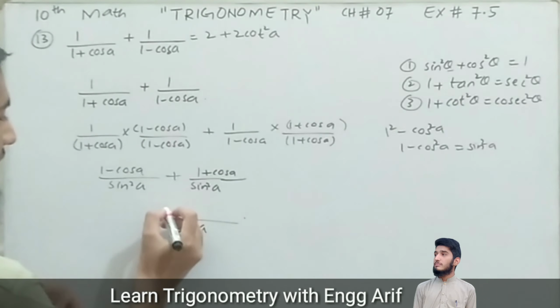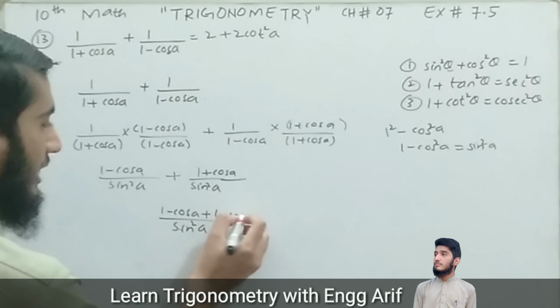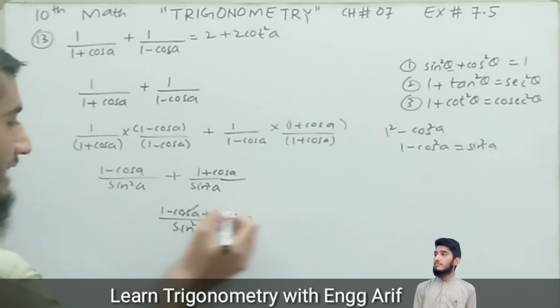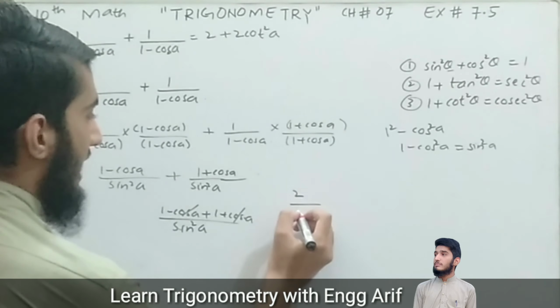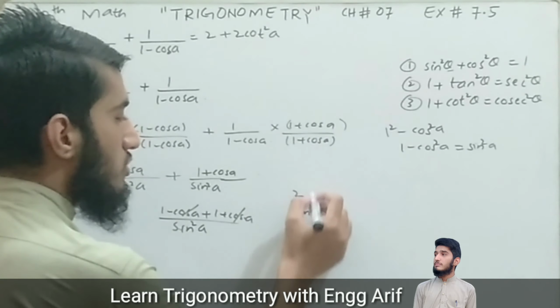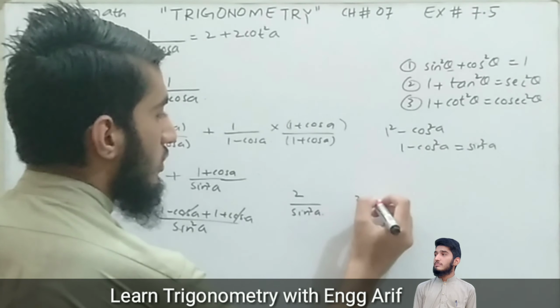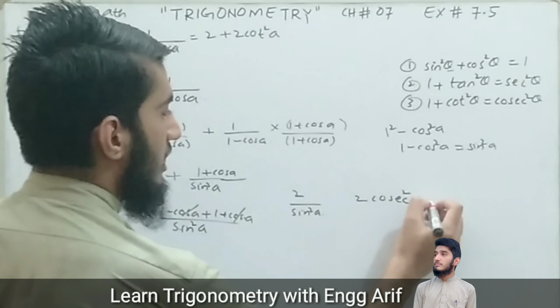In the numerator we are left with 1 minus cos a, and over here we are left with 1 plus cos a. Minus cos a cancels out with cos a, we are left with 1 plus 1. So 2 divided by sine square a. And you know that sine is the reciprocal of cosecant, so 1 over sine will be equal to cosecant. But over here we have a square, so it becomes 2 cosecant square a.